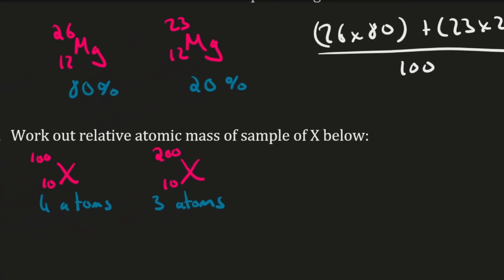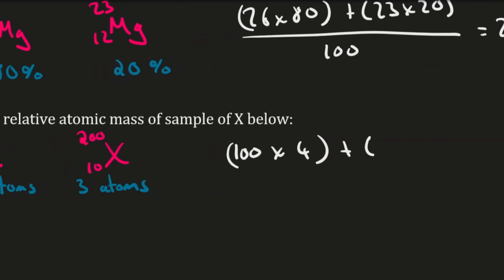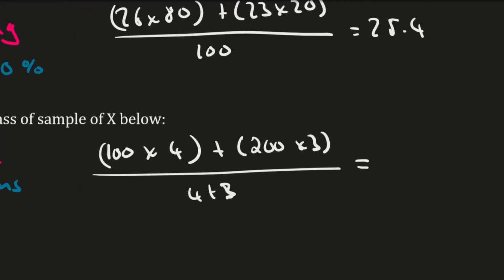And we can do the same thing with question 2 here. This time instead of percentages, we're given atoms directly, but it's the same approach. So for a sample of X, we do 100 multiplied by 4 atoms plus 200 multiplied by 3 atoms, and you divide it through by the total number of atoms, and so that's 4 plus 3. And again, you can use your calculator for this, and you should get approximately 142.9. Okay, so hopefully everyone got this correct, and I'll see you in the next one.